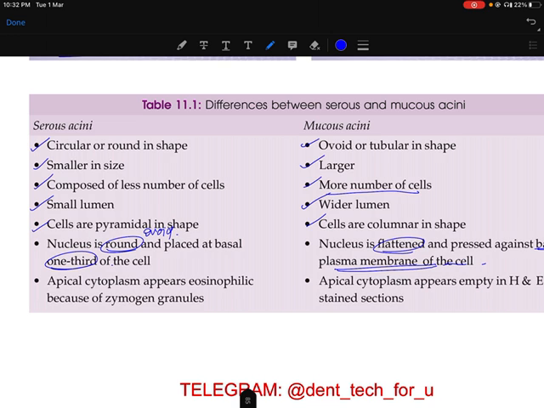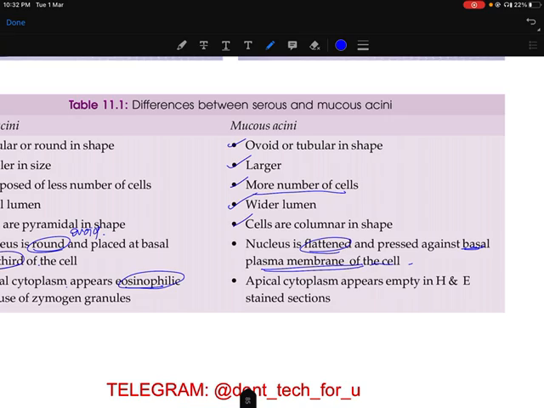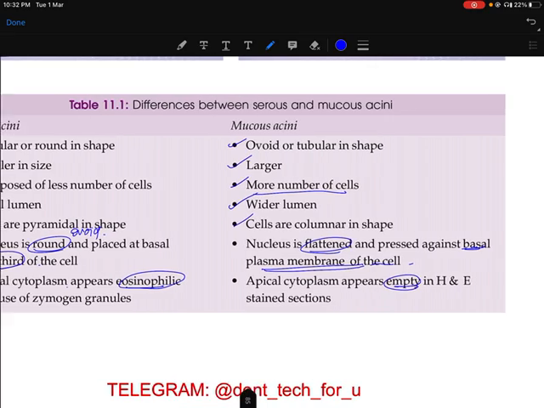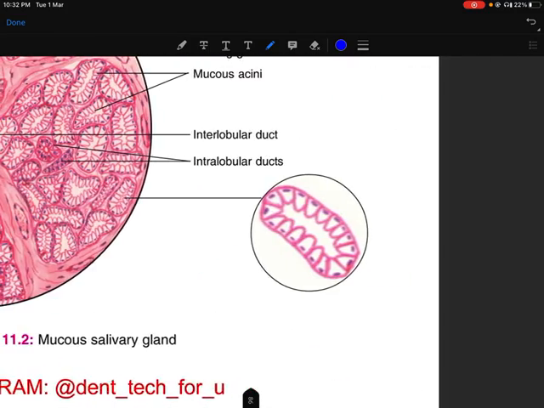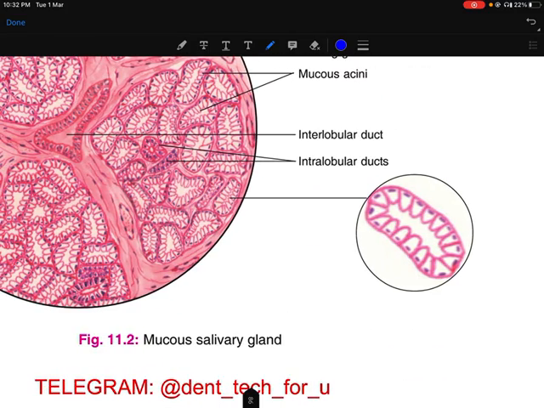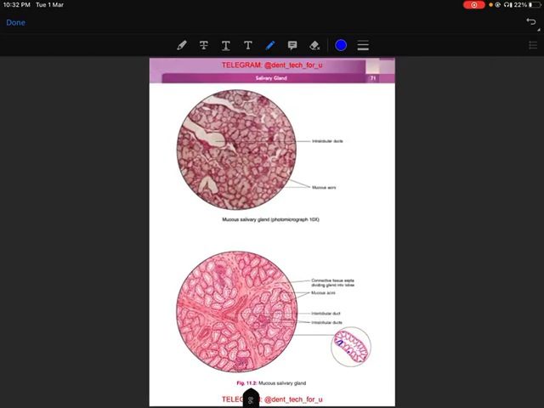And apical cytoplasm appears eosinophilic and it appears empty. Now, let us see, this is the mucous gland. So you can imagine the mucus needs more space to come out, so that's why the lumen is very wide, and this is flat and pressed against the basal membrane. This is columnar. Cells are columnar, wide lumen.